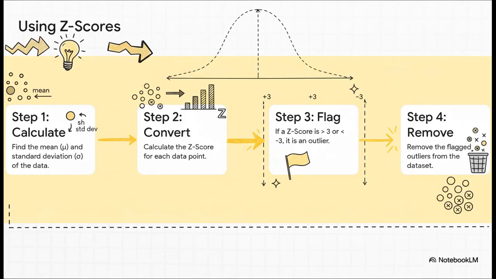So the process is really just a simple recipe. You find the average and the standard deviation for your whole data set. Then, one by one, you calculate the z-score for every single data point. Anything with a score above 3 or below -3 gets a red flag. And there you have it, a really solid mathematical way to find those imposters and clean up your data.